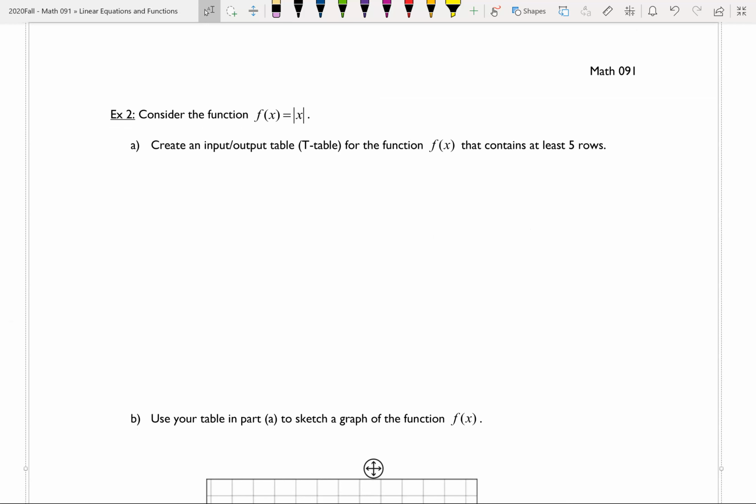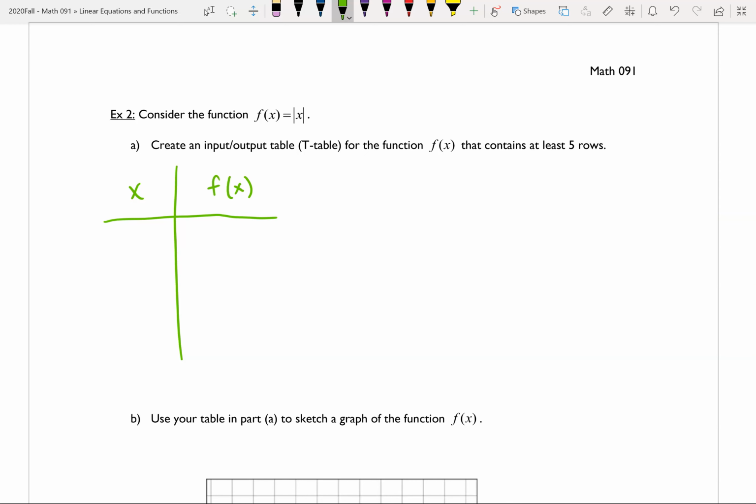So, example 2 says, consider the function f of x equals the absolute value of x. Create an input-output table, or t-table, for the function f of x that contains at least 5 rows. So I will put x in this column and f of x in that column. We've been putting y, but f of x and y, they work the same way.